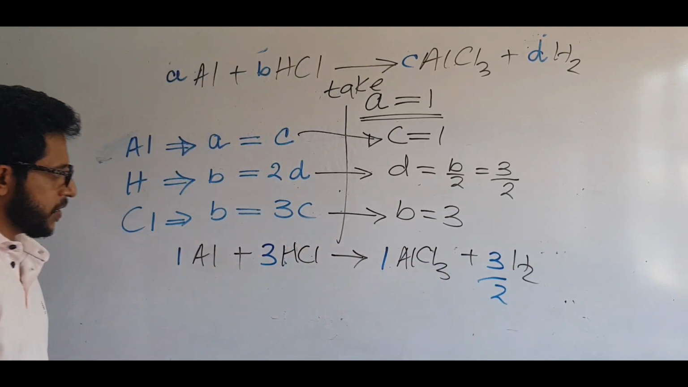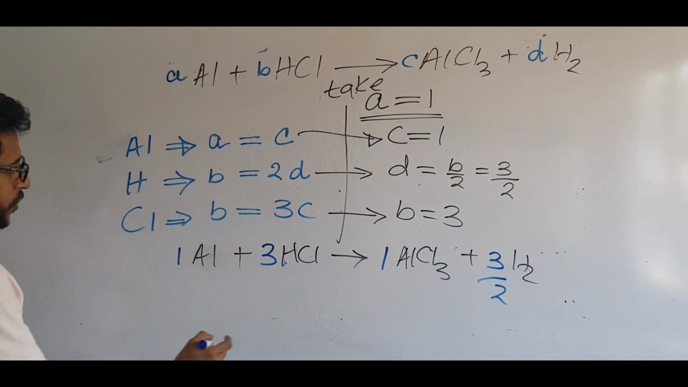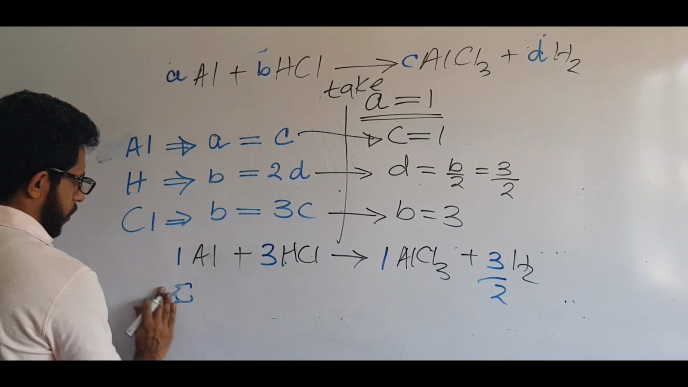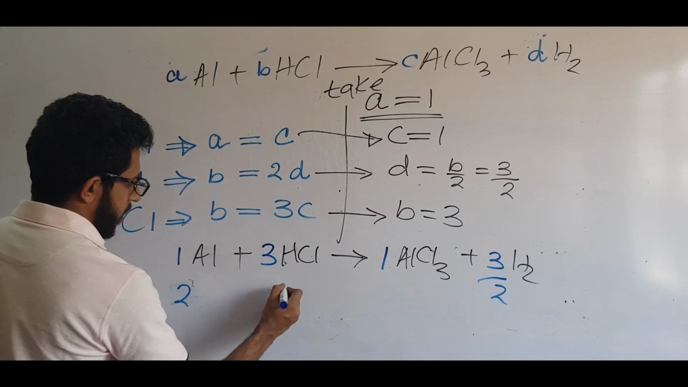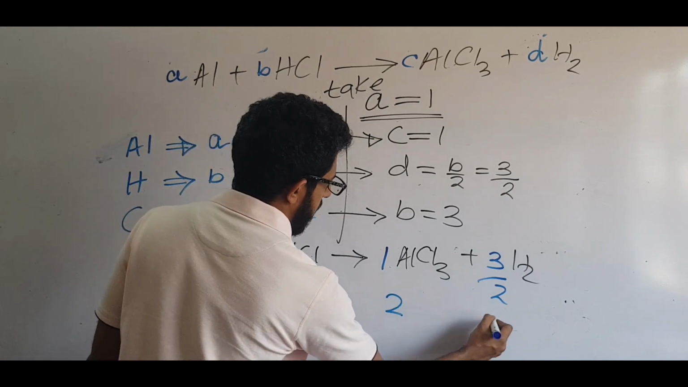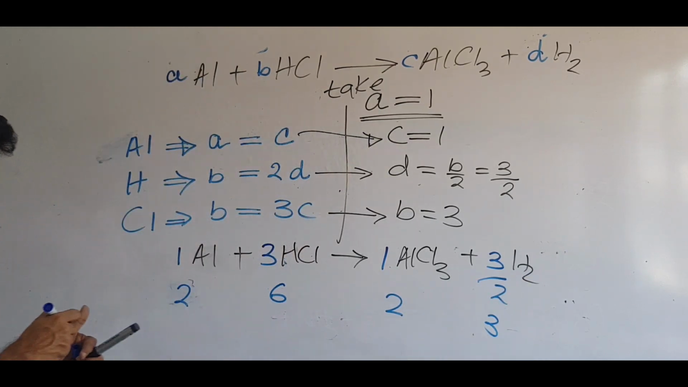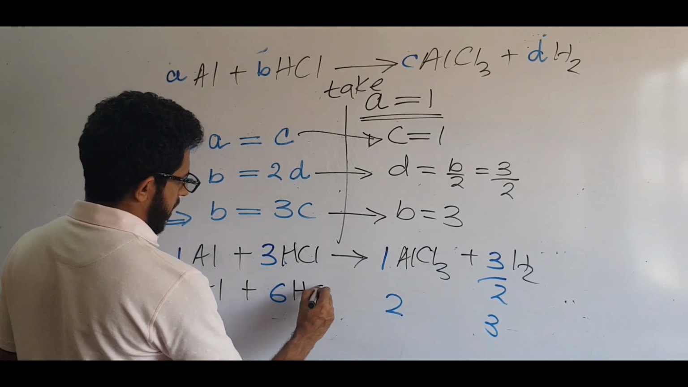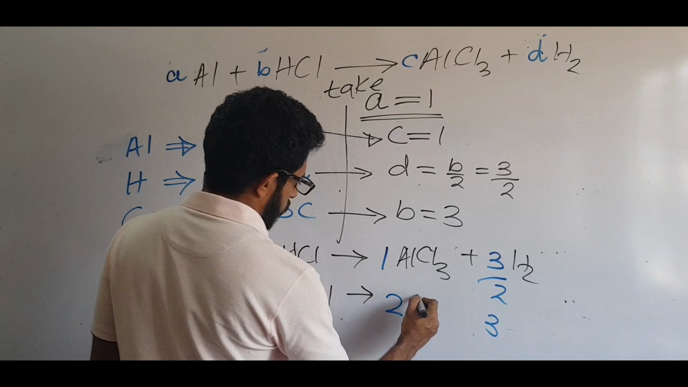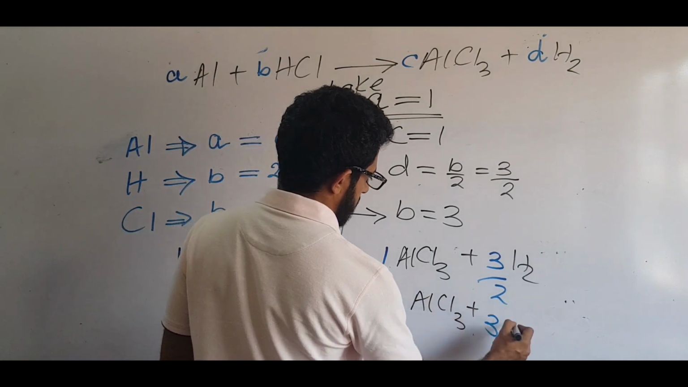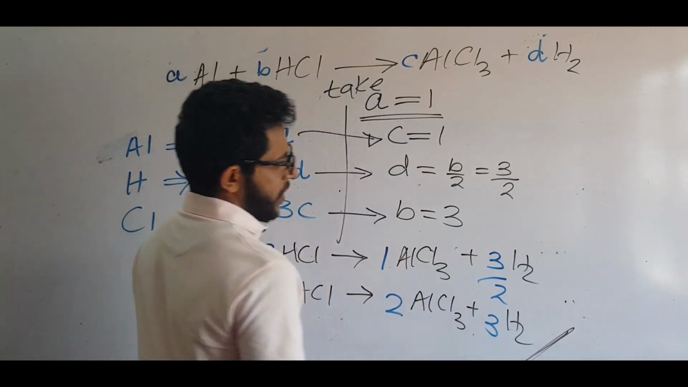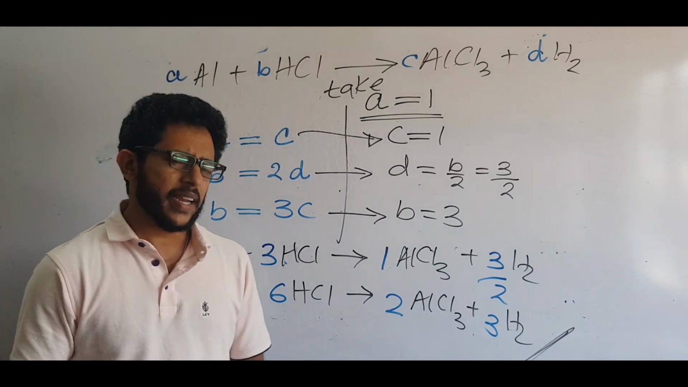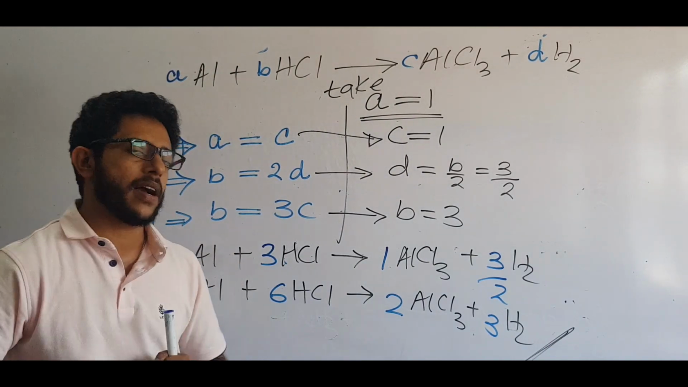You can keep it like this or you can multiply everything by 2. Then you get 2 here, 2 into 3 is 6 here, 2 here and 3 here. That's the same thing we got earlier: 2 aluminium plus 6 HCl gives you 2AlCl3 plus 3H2. So this is the algebra method. It takes time but it also gives a correct answer.